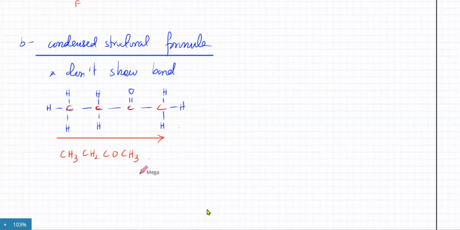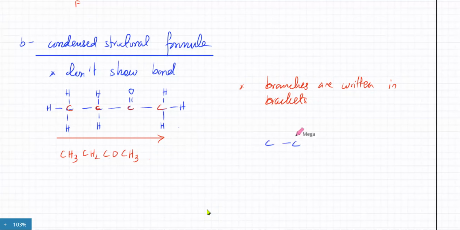One rule is that branches are written in brackets. What that means is, if you have a molecule, branches are things that are coming out of it, going to the top or bottom.